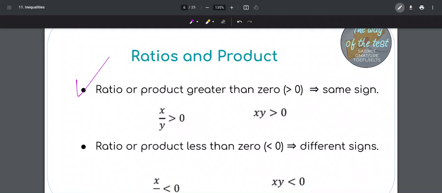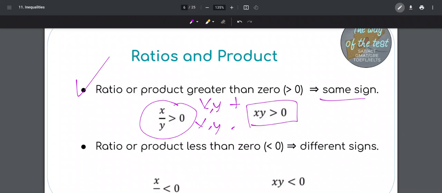So when the ratio or the product of two quantities is greater than 0, so for example, when you have x over y is more than 0, it means that they both have the same sign, which means x and y are positive, or x and y are both negative. So the ratio, when we divide them, we can get a positive number. And when the product is positive, again, either x and y are positive, or x and y are negative. Because when we multiply two positive numbers, they give us a positive number. When we multiply two negative numbers, they give us a positive number.